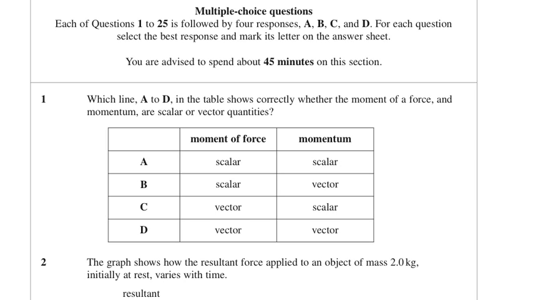Alright, so let's take a look at the June 2011 Section A paper. So, question number 1. Which line A to D shows correctly whether the moment of a force and the momentum are scalar or vector quantities? So, a moment is a force times a distance, so we've got a vector in there, so your moment is going to be a vector. Momentum is most certainly a vector, so that eliminates that one, leaving you with answer D.